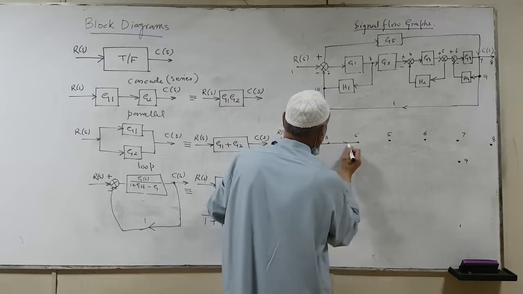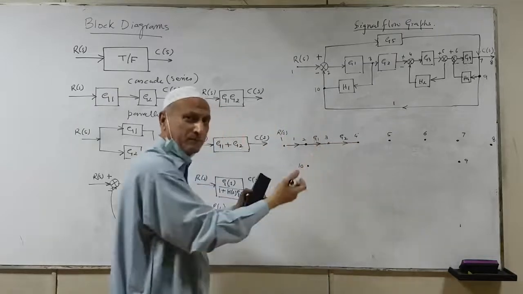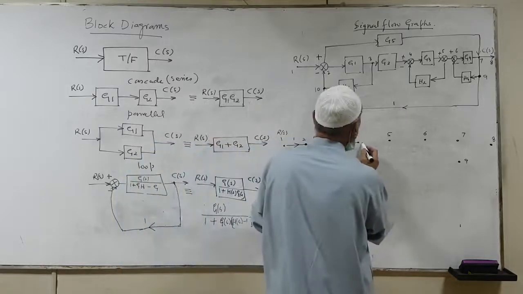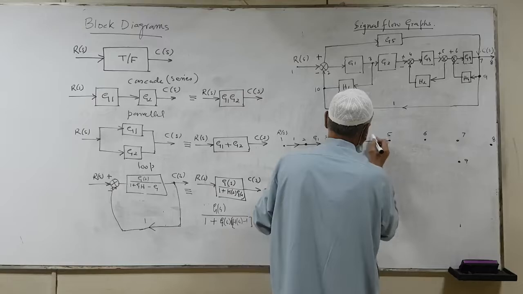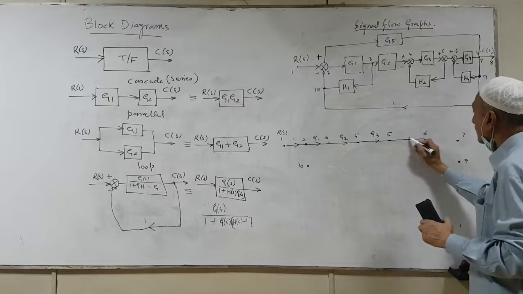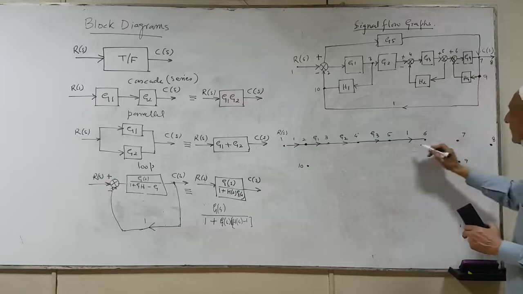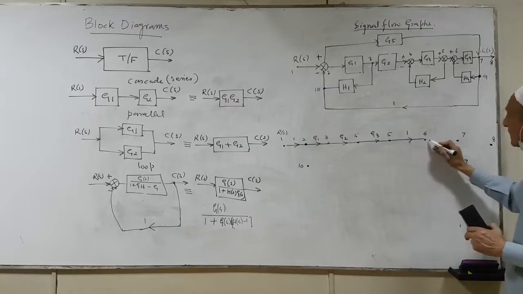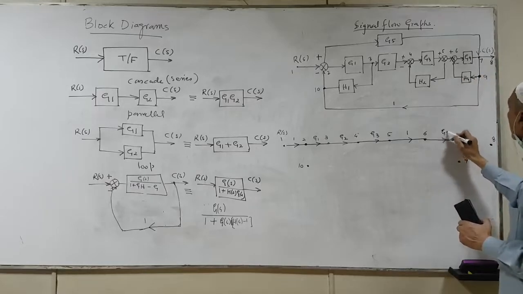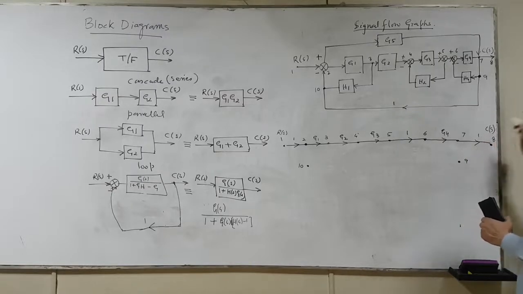Between 3 and 4 we have G2. So we replace it with a transmittance. Transmittance is not a block, it's the same thing, but it's simply just a link. Between node 4 and 5 there is another transmittance which is G3. And then between 5 and 6 we have nothing. There is no function. So we just keep it as 1. And then between 6 and 7 we have G4. Between 7 and 8 nothing, 1, and this is of course our output node.